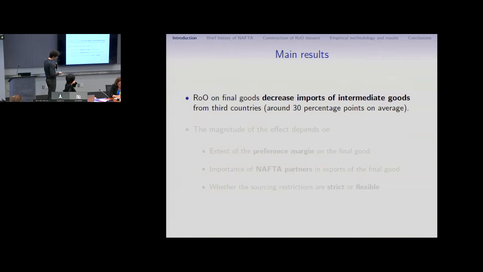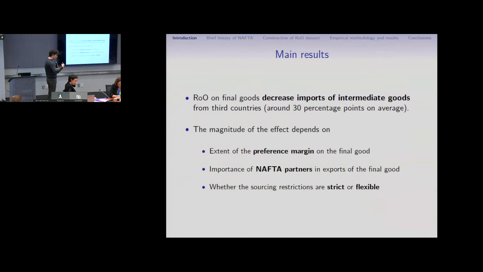So what do we find? We find that there is a differential change in the evolution of imports depending on whether intermediate inputs were more or less exposed to rules of origin. In particular, rules of origin decrease imports of intermediate goods from third countries. Let's say by how much rules of origin decreased Mexican imports from Germany of intermediate inputs: around 30 percentage points on average. So how big is this number? This represents around 20% of the change in imports of these goods during that period.